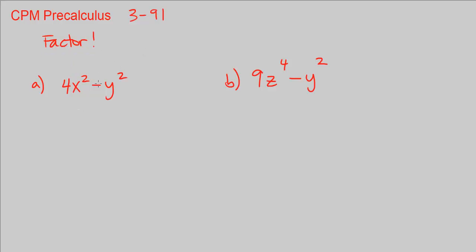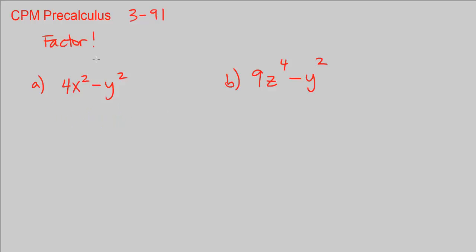Okay, so factoring them, we're going to first look and see, are there any common terms in each of these? And no, there's not. This one is 4x squared, and this one is minus y squared. So we can't really factor anything out, right? We could take out a 1, but that's not going to do anything at all to our expression. So we don't want to do that.